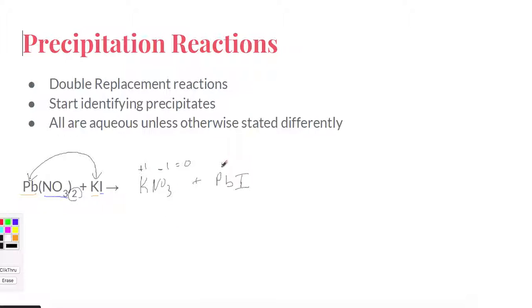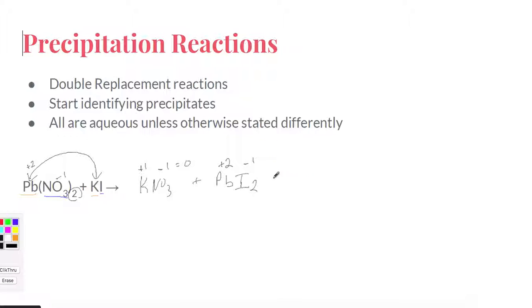Where lead over here is positive 2. Now, I know this because of lead's charge on the reactant side. It stays the same. So lead here starts out as a positive 2. I have 2 nitrates, each one's negative 1, so that's how I know it's positive 2. So it goes to positive 2 on this side. The iodine is negative 1, that does not equal 0, so we have to have 2 iodines on this side.